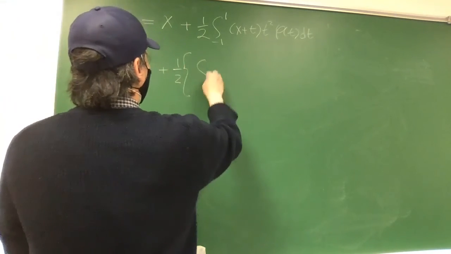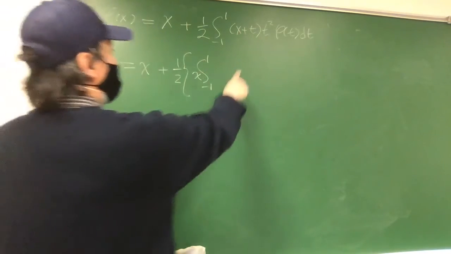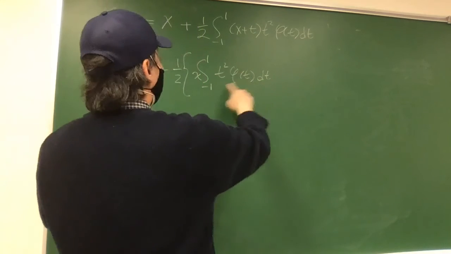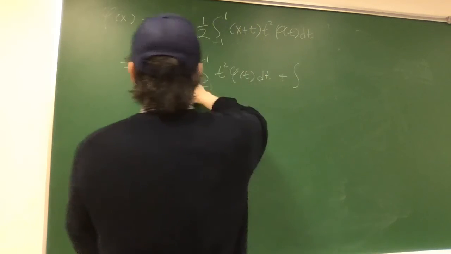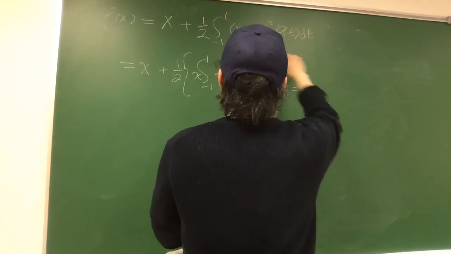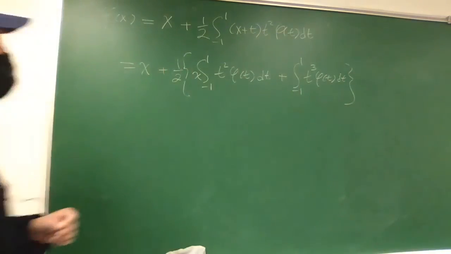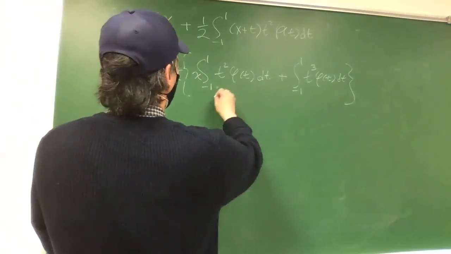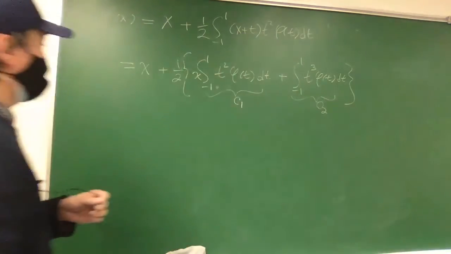So you have two terms. One is integrating -1 to 1, x is out of the integration. So you have x times t squared phi t dt. So that's one. And then plus integrating, or you can absorb that to here, it doesn't matter, t cubed phi t dt. Okay. So now you go through the same process and call this your c sub 1, and that's your c sub 2.